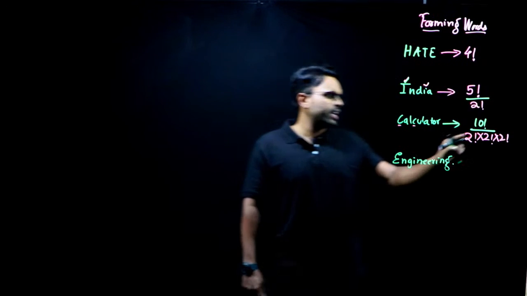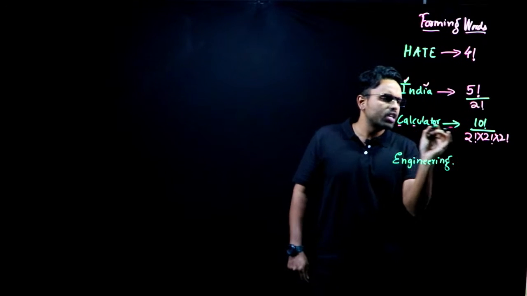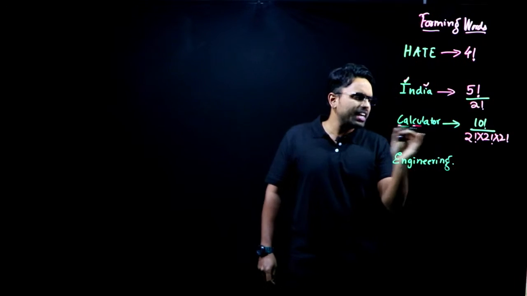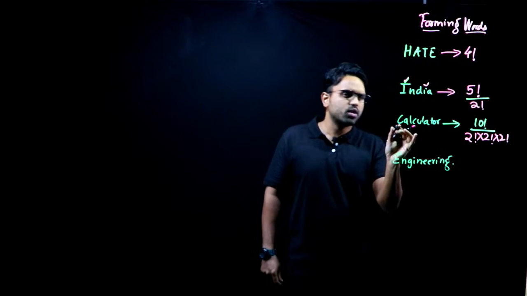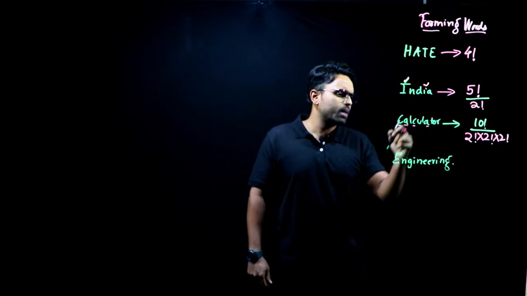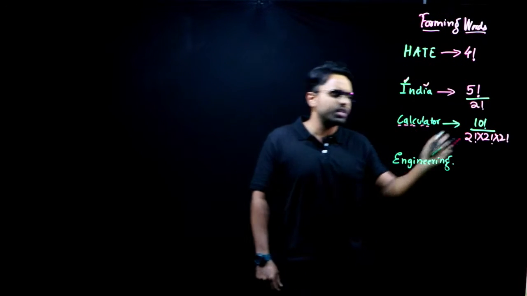So, how do I arrive at the answer? First, I check the number of letters. How many letters do I have? 10 letters, 10 factorial. And I divide it with the repetition. C is repeating 2 times. A is repeating 2 times. L is repeating 2 times. So it is done.